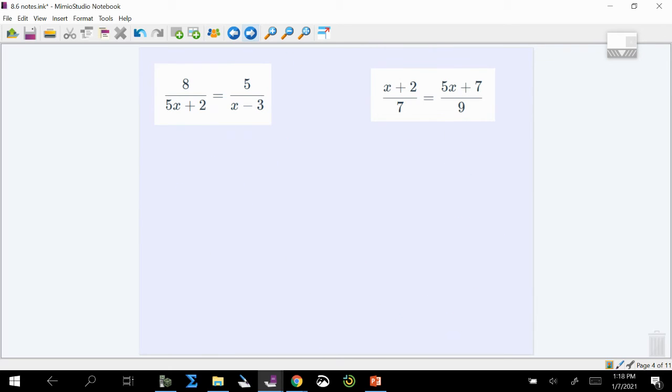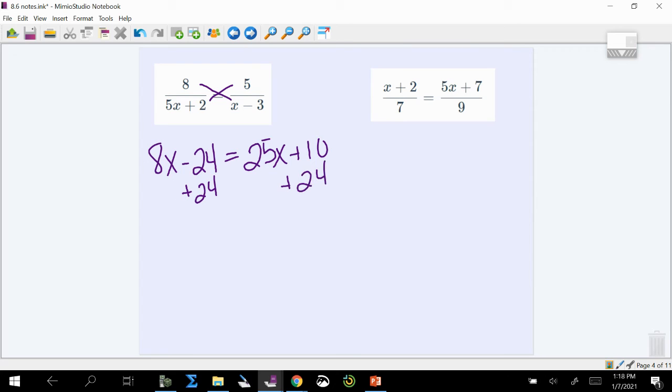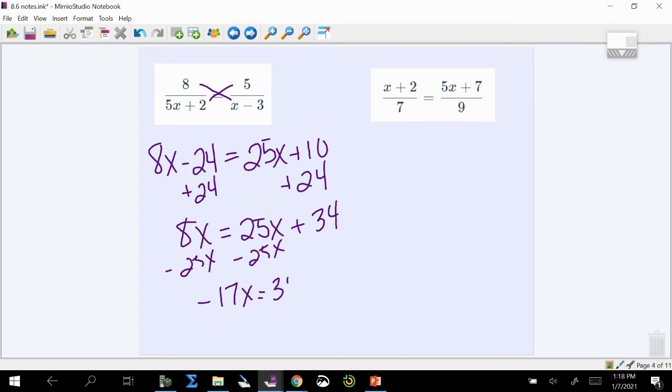Two more. Distribute across the diagonal, distribute across the diagonal. On the left, I'm going to get 8x minus 24. On the right, I'm going to get 25x plus 10. I'm going to get all my numbers on one side and all my x's on the other. You can do this a little faster, and if some people like to do all the moving around at once, that's perfectly fine. So we get negative 17x equals 34. Divide by negative 17. We get negative 2.